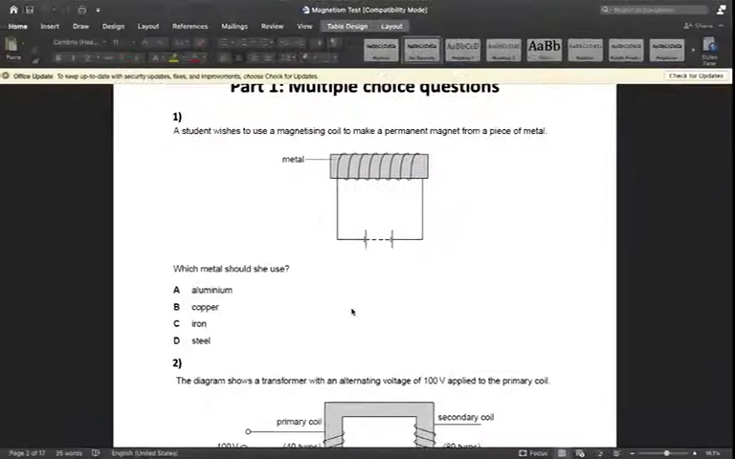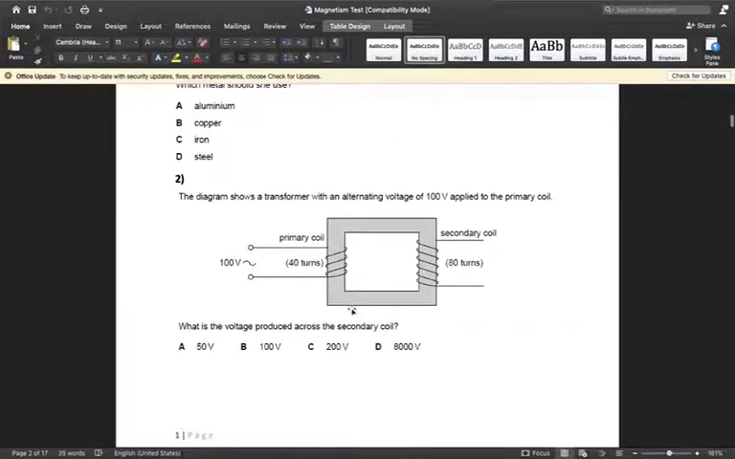Okay. Question 2 says the diagram shows a transformer. They gave us the input, they gave us the number of turns, and they want the output voltage. So what is the output voltage? If you know the answer, you can raise your hand. If you need time to calculate, then calculate. Anyone? Question 2. Very simple question.